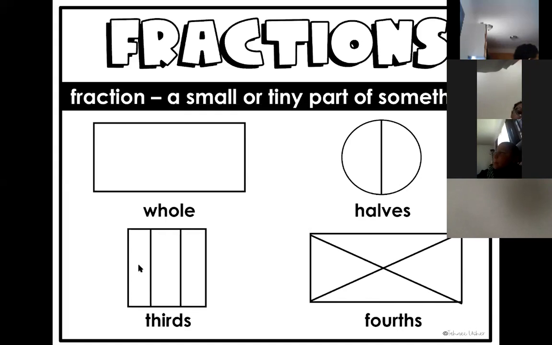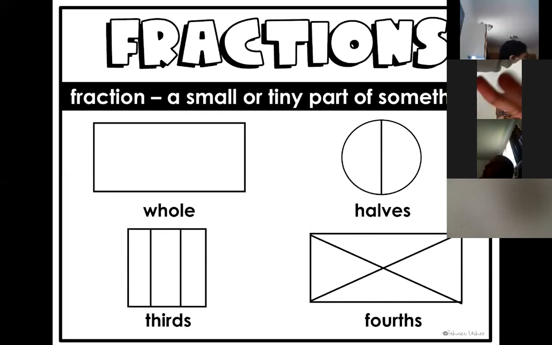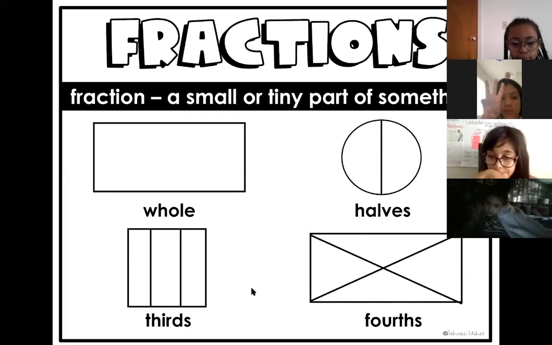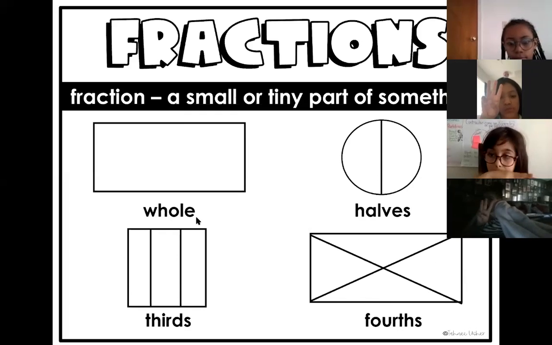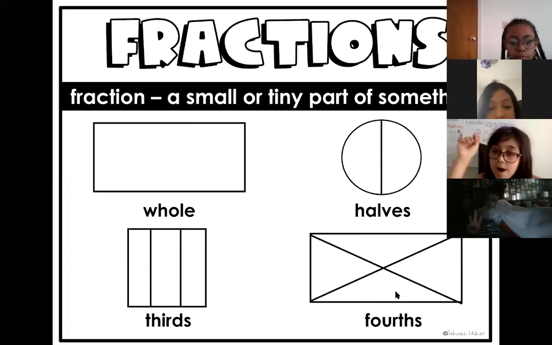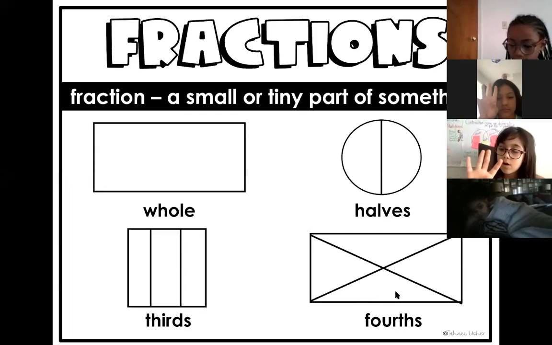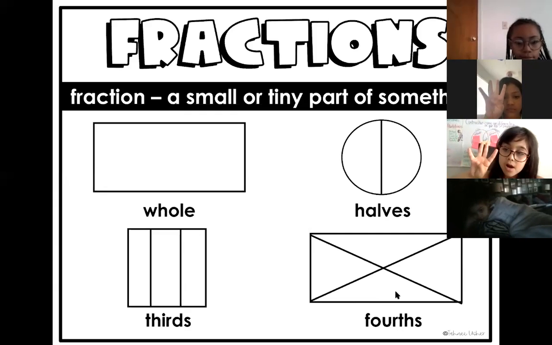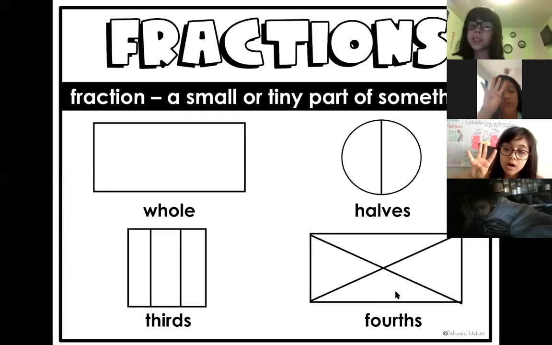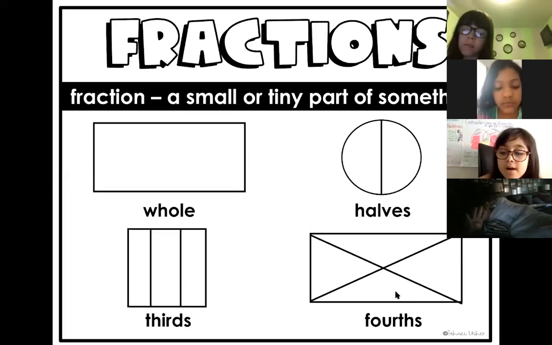Halves. Show me how many pieces the square is cut into. Show me with your fingers, please. Thank you, Juliana. Molly wrote 3. Thank you, Brianni. Thank you, Jana. Cut into 3 pieces. That's called thirds. And then the last one, this big rectangle, how many pieces is this cut into? 4. And that's why it's called fourths. Thank you very much.